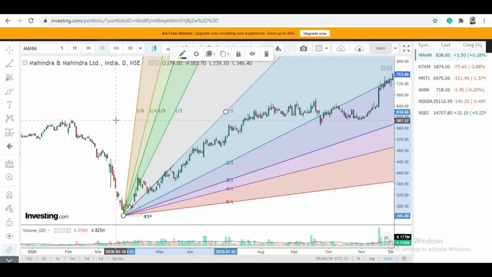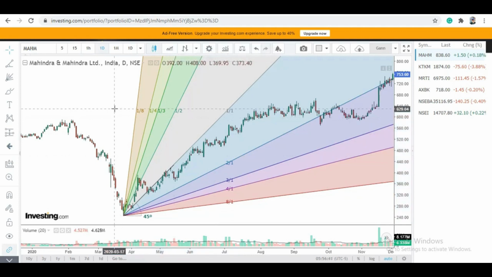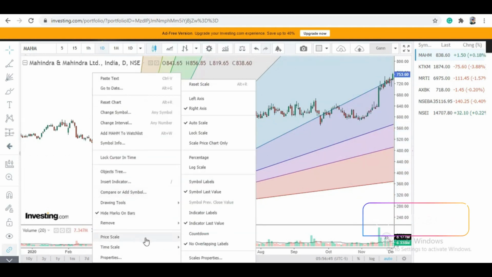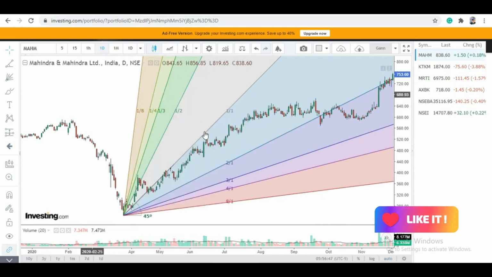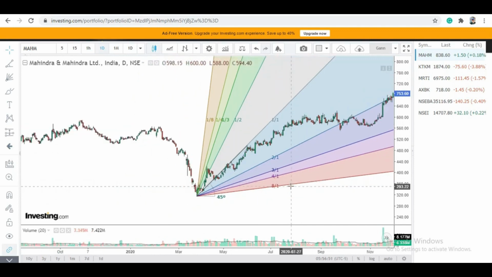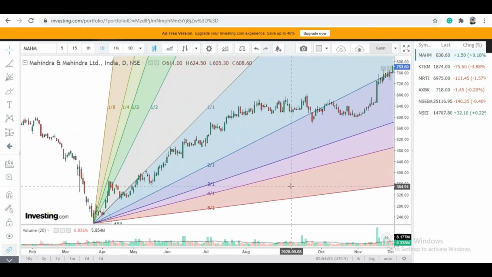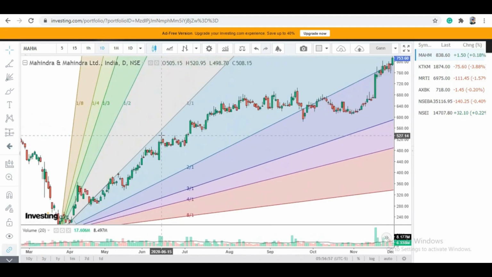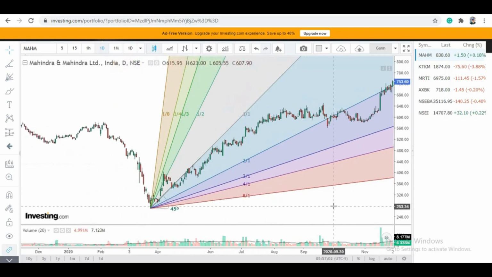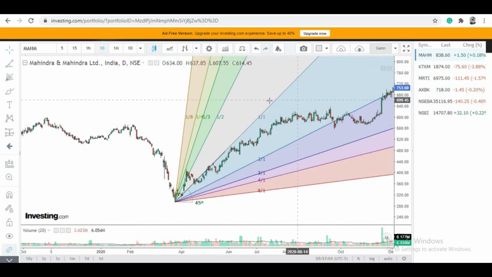After that you need to do one thing: right click, price scale, and lock your scale, right? Why do we need to lock the scale? Because if you don't lock it, then once you zoom in and zoom out, this will move, right? So it's better to lock it, and then you can see, right? So this is how we do the Gann fan, so easy, so simple.